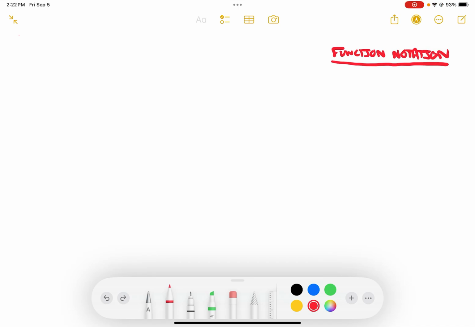I'm excited for a new year and some new topics. So today we're going to hit on function notation. This is for my Algebra 1 and my Algebra 2 students.